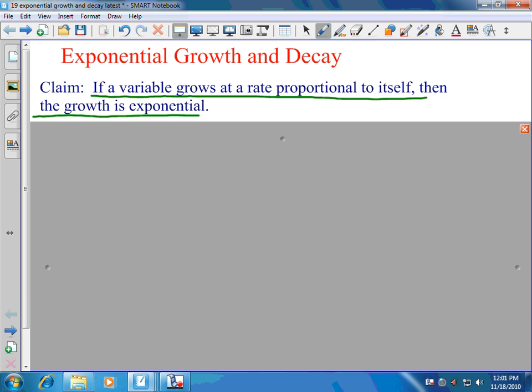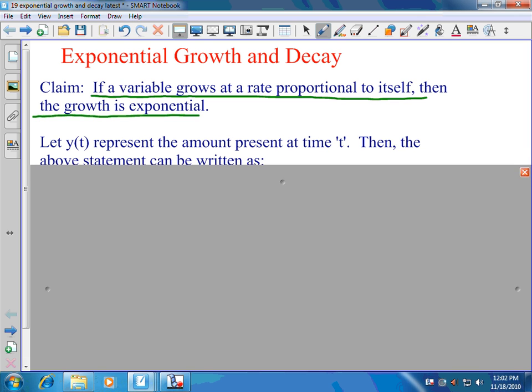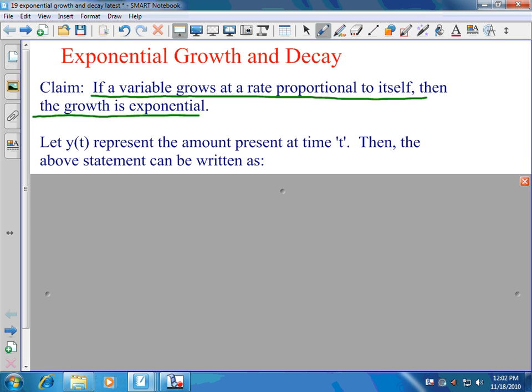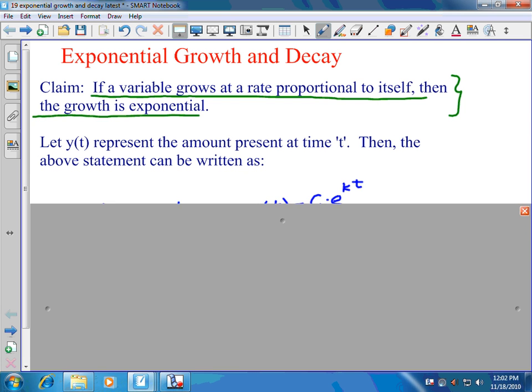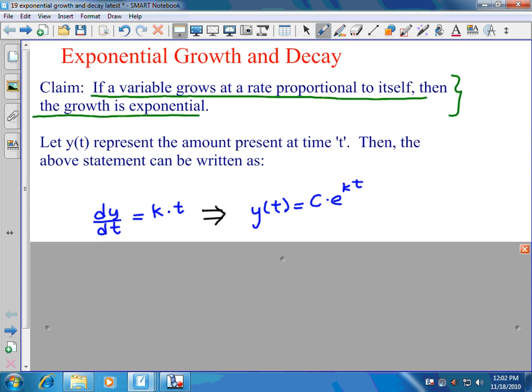A variable growing at a rate proportional to itself: how does that become an exponential growth? Let's take a look at what mathematics tells us about this. Let y of t represent the amount present at time t. Then this statement can be written as dy/dt equals k times y.